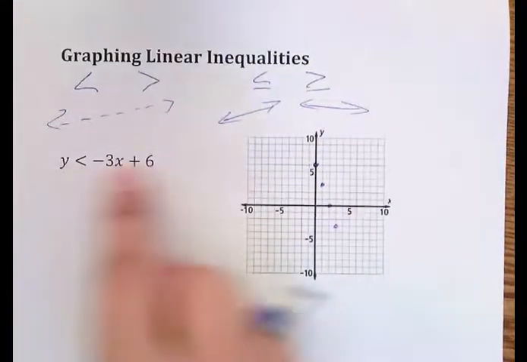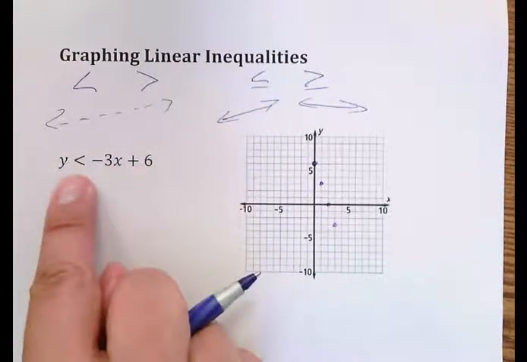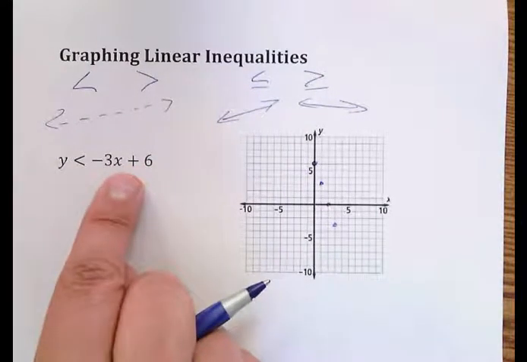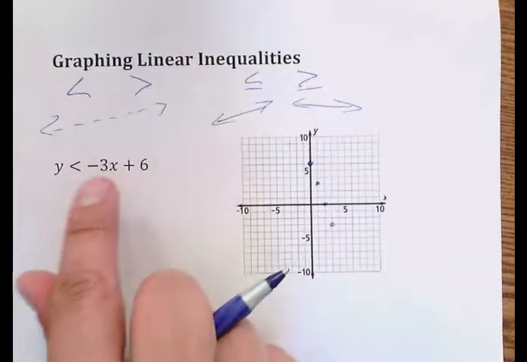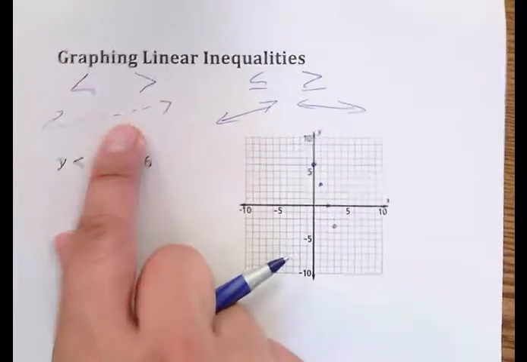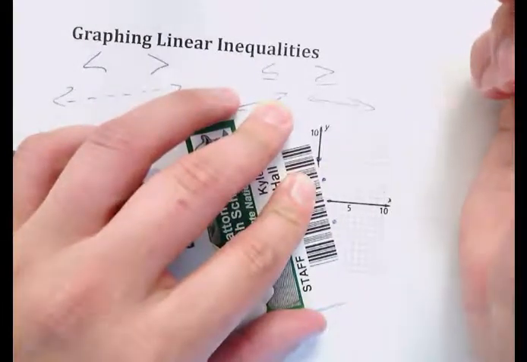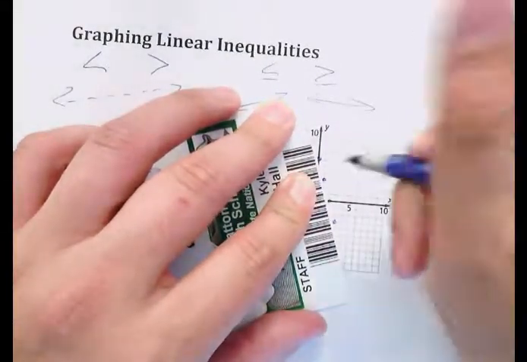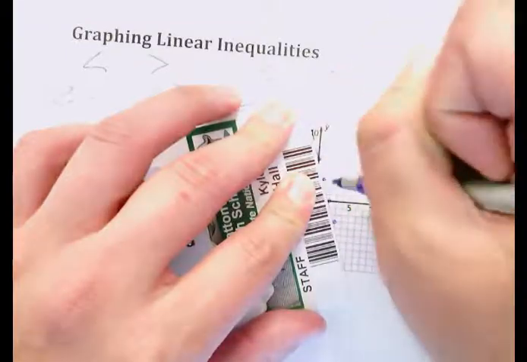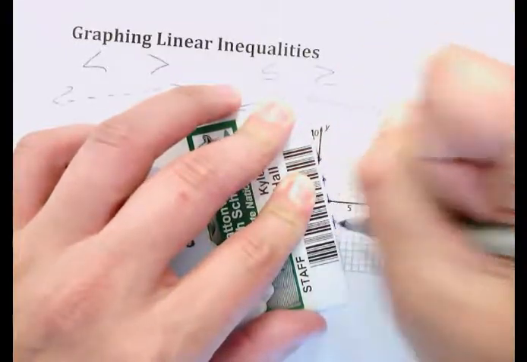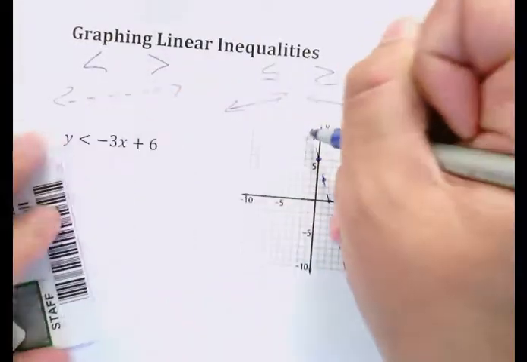So this first inequality, we have y is less than negative 3x plus 6. I have my points, but because of the inequality, I need to have a dashed line. So what I'm going to do is line up my points. So we use something straight here, my D works. And I'm just going to make a dashed line along those points.